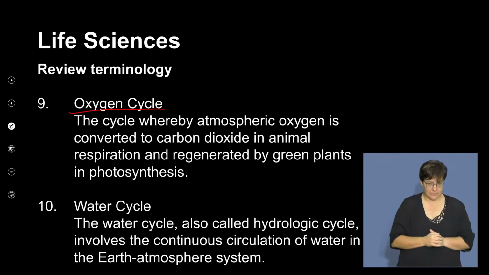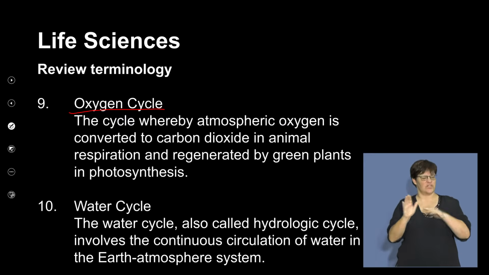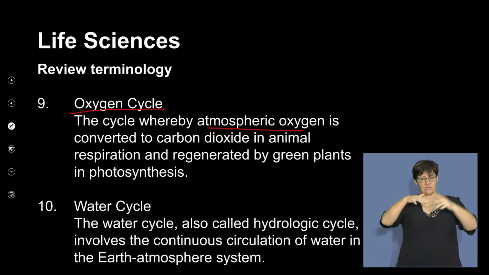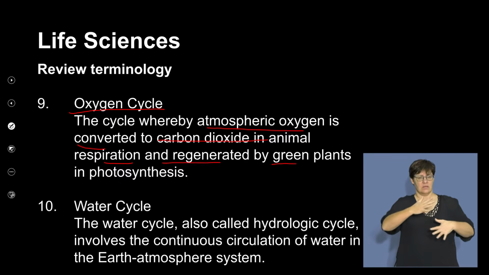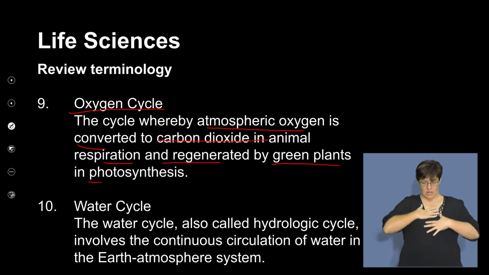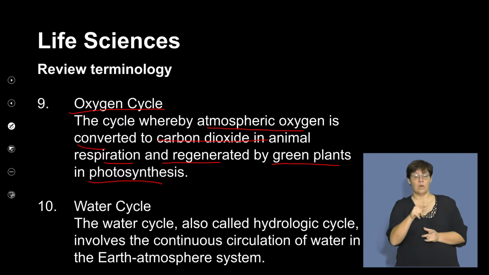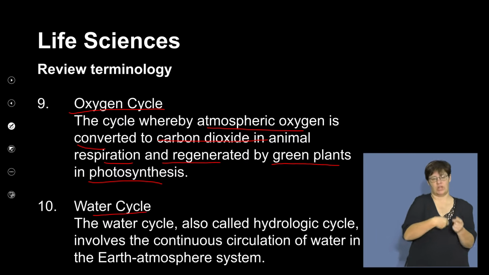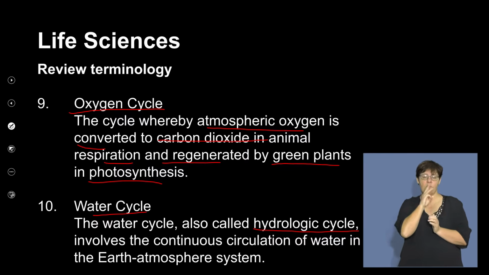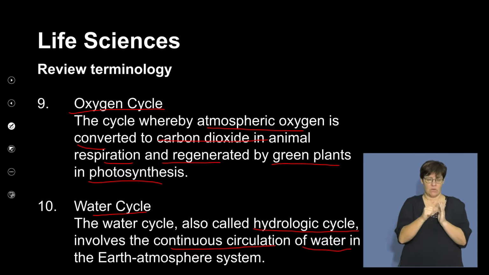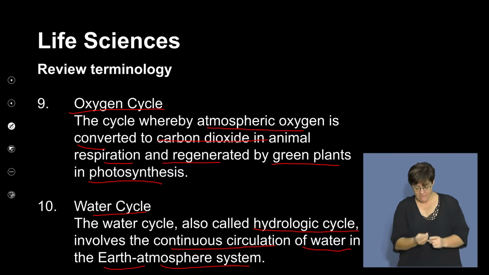The oxygen cycle, we've discussed this in the past, is whereby atmospheric oxygen is converted to carbon dioxide in animals, and respiration and regeneration by green plants through a process called photosynthesis. We also know that the water cycle is an important part of the hydrological cycle, which is referring to water, which involves the continuous circulation of water on the earth and the atmosphere system.